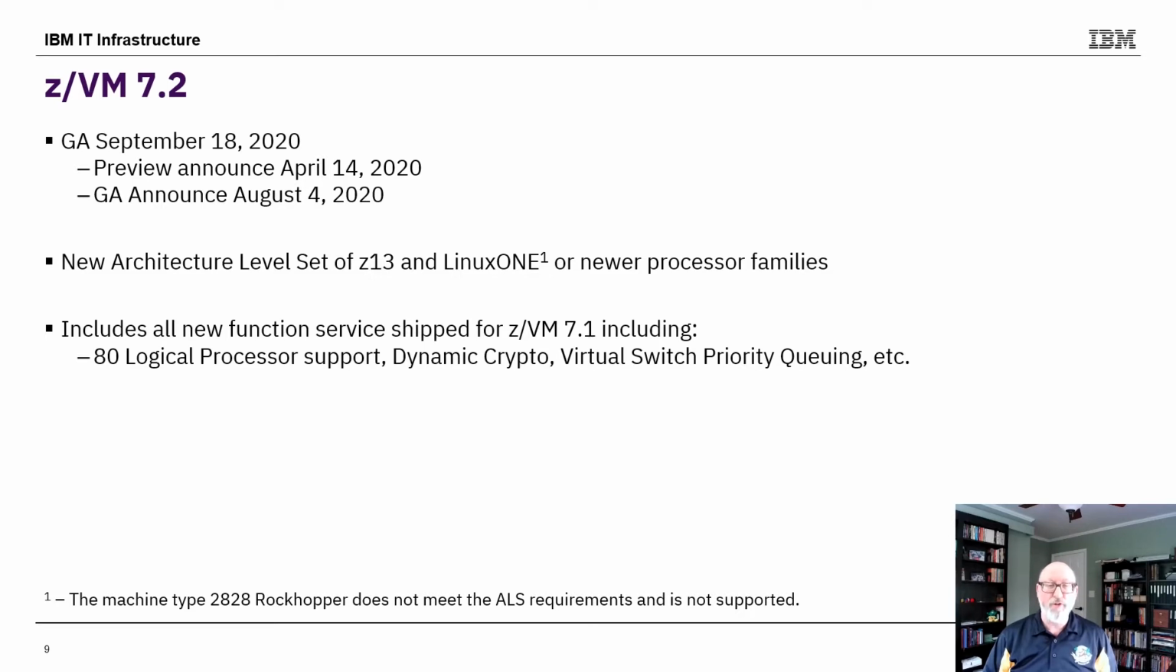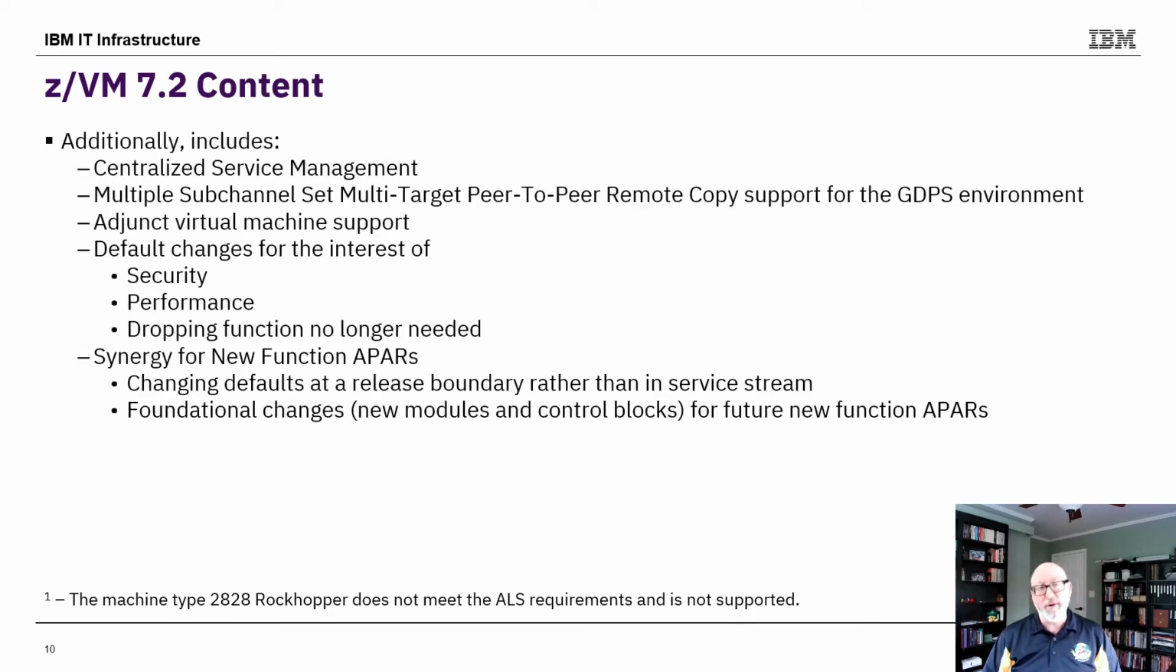It included all the support that we put out to 7.1 in the service stream. So your any logical processor support, the great dynamic crypto, virtual priorities queuing, all of that is in there. Some other things to be aware of, some big items: centralized service management is in there, as well as multiple subchannel set multi-target peer-to-peer remote copy support for the GDPS environment. Adjunct virtual machine support, that's kind of a cool topic if we were really meeting in person for the workshop and had extra sessions to maybe talk about that.